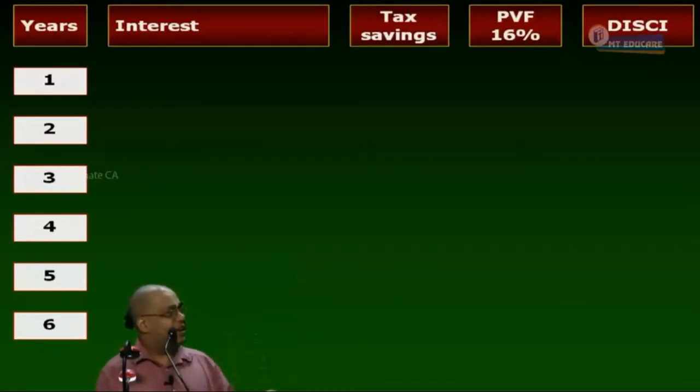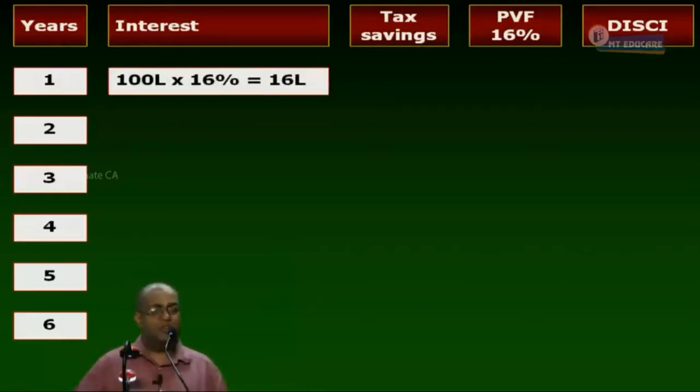Now, first year and second year, interest will be on how much? 100 lakh. Third year, 80 lakh. Fourth year, 60 lakh. Fifth year, 40 lakh. Sixth year, 20 lakh. Seventh year, no interest because it is repaid in the sixth year. Right or not? Are you following what I am saying? Now let's start doing the calculation.